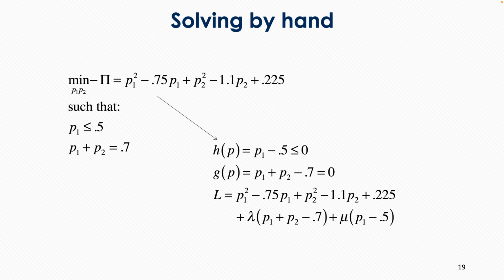It's pretty simple. All you need to do is make sure that you have 0 on your right-hand side. So all I'm doing is P1 minus 0.5 is less than or equal to 0, and P1 plus P2 minus 0.7 is equal to 0. And then I set up my Lagrangian. Remember, the Lagrangian is our objective function, so we literally just bring that whole objective function down here, and then I add in each of my constraints, where I have lambda times P1 plus P2 minus 0.7, and then mu times P1 minus 0.5.